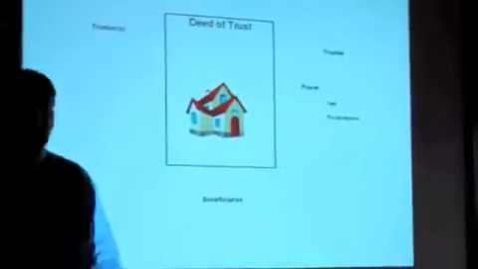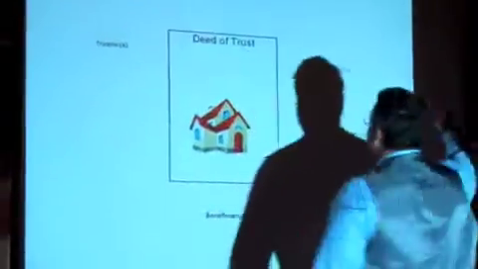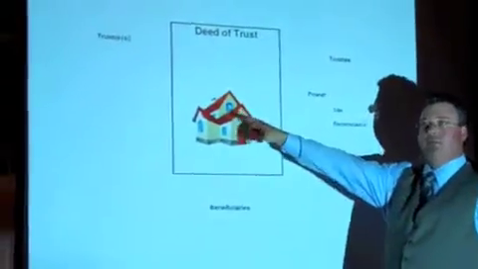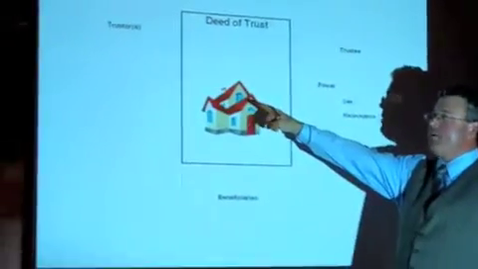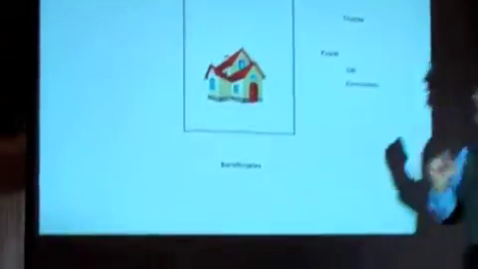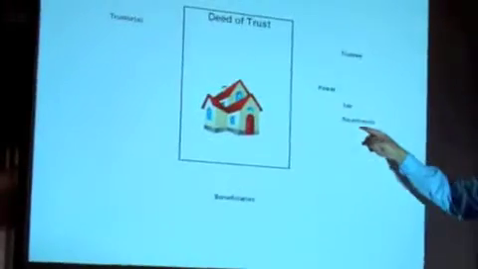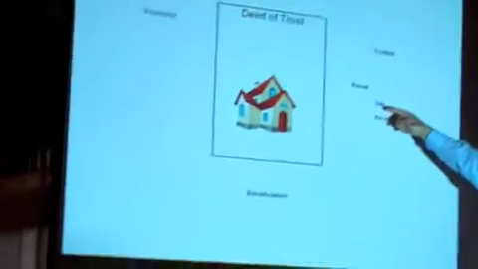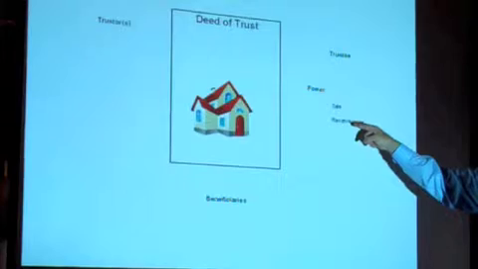Now, there is a trustee. That's that character responsible for managing the property within the trust, right? Except for in the deed of trust, the trustee only has two powers. He has the power of sale, and he has the power of reconveyance.